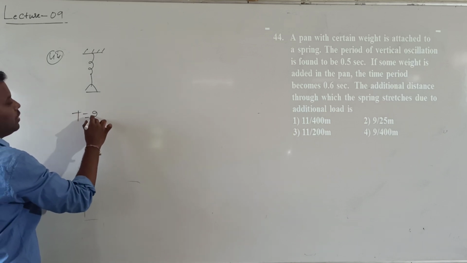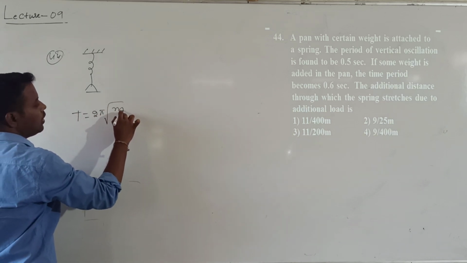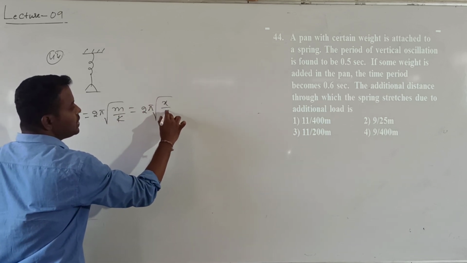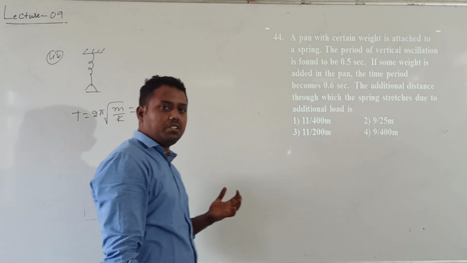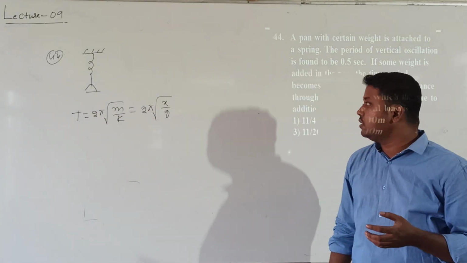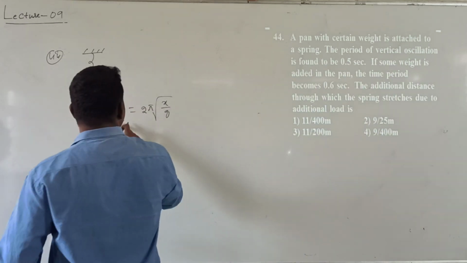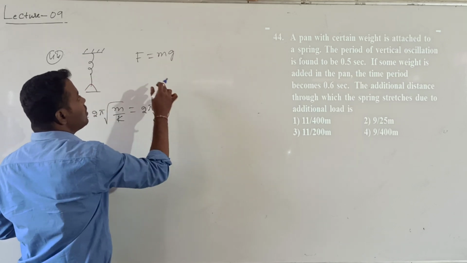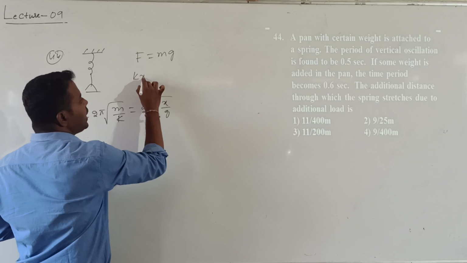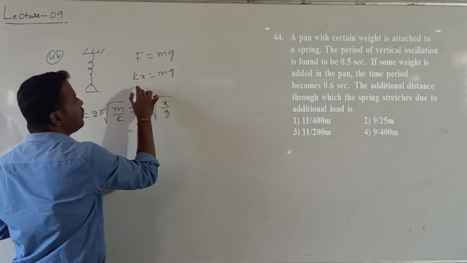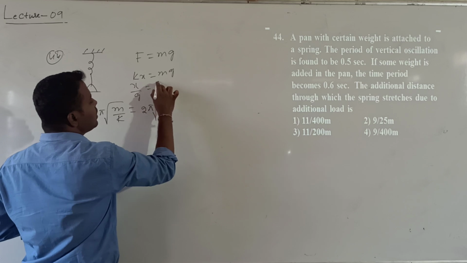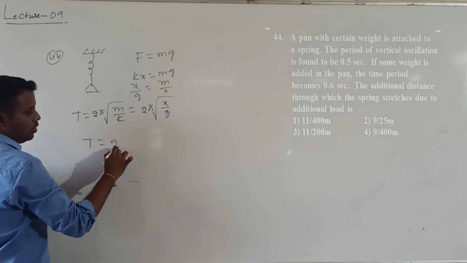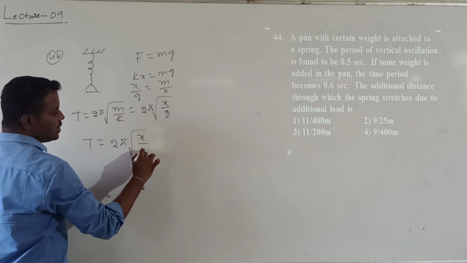What is the spring balance time period formula? 2 pi into root over m by k, which can also be written as 2 pi into root over x divided by g, where x is the elongation. Why can I write m by k equal to x by g? Since whenever a spring is suspended by a pan, F is equal to mg, and F is equal to kx, so kx is equal to mg. From this, x divided by g is equal to m by k. Can I write that? Now I can use the relation 2 pi into root over x divided by g.